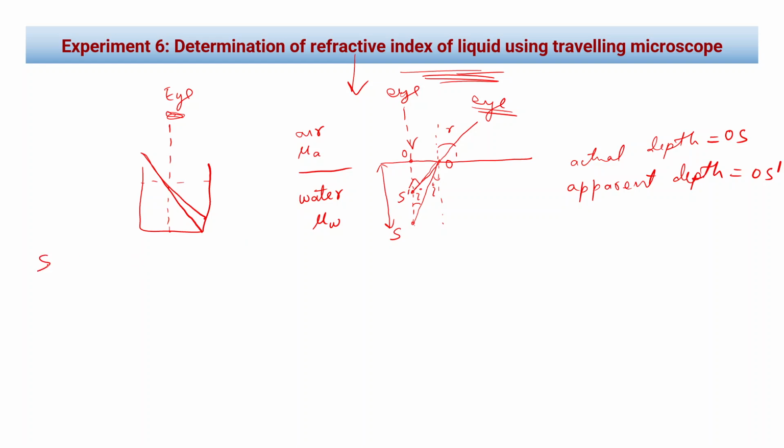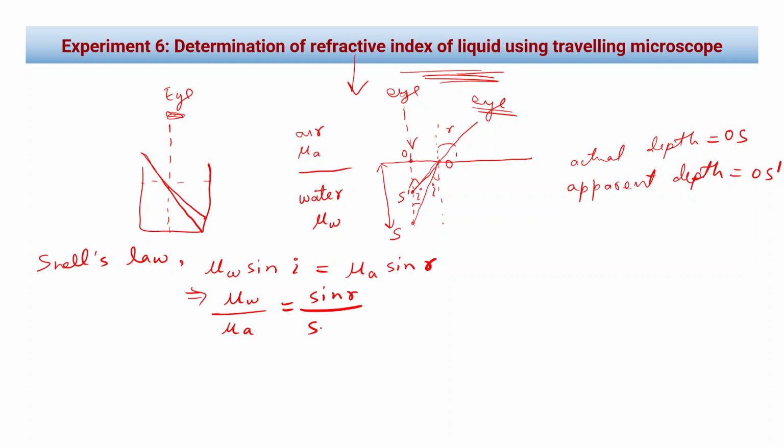So from Snell's law, we know when we have two different media with two different refractive indices, then Snell's law tells us that the refractive index of one material, here the light is coming from water and going to air, so we'll write first the refractive index of water, sine of incidence angle I, and on the other side where the refraction is happening, the refractive index of air, sine R. Now taking the ratio of these two, we get the refractive index of water divided by the refractive index of air is equal to sine R divided by sine I.